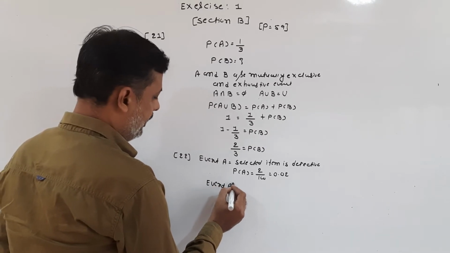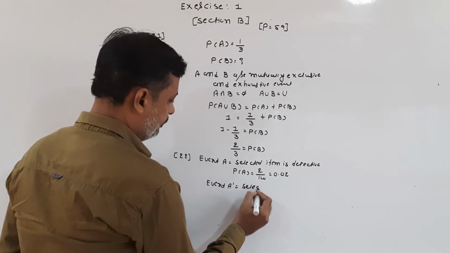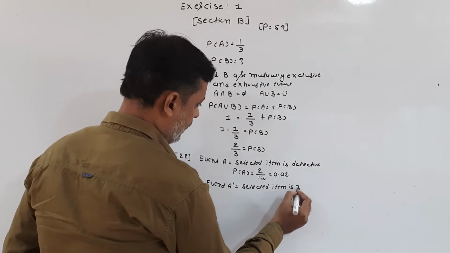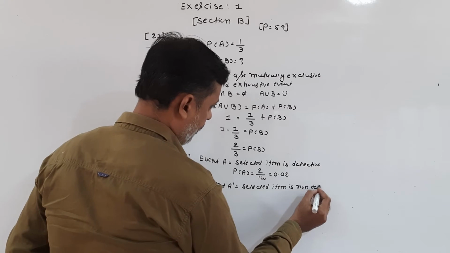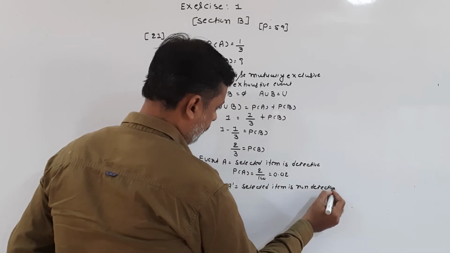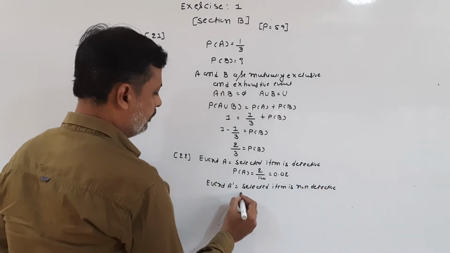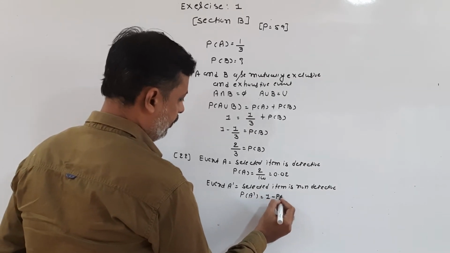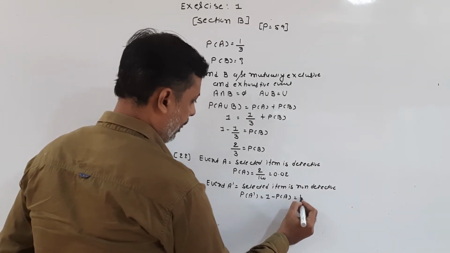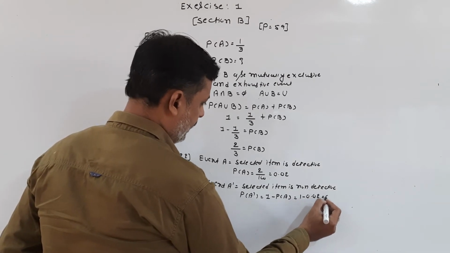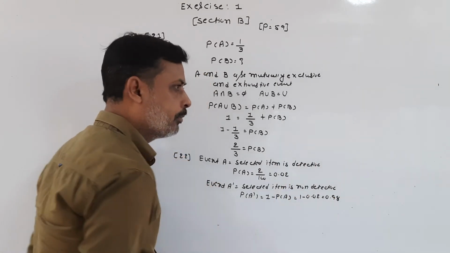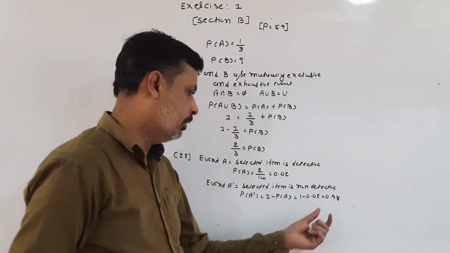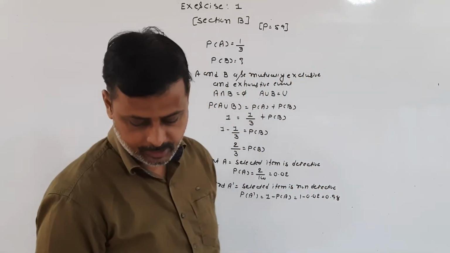Event A dash: the selected item is non-defective. So P of A dash is equal to 1 minus P of A. So 1 minus 0.02. So the answer is 0.98.